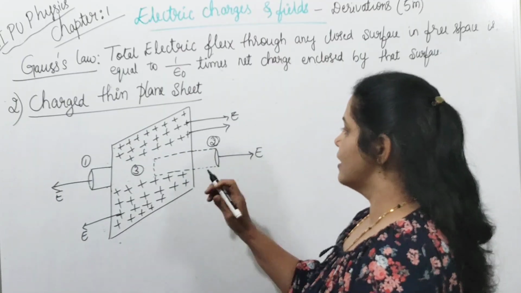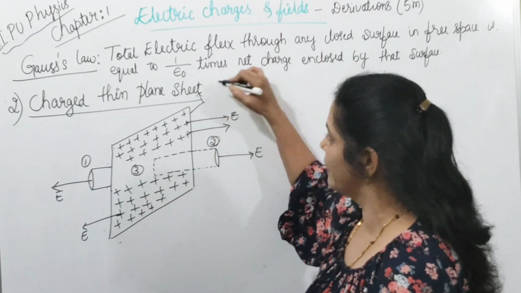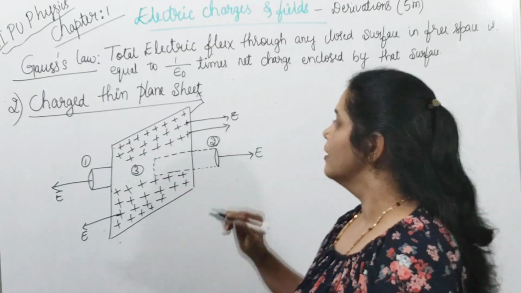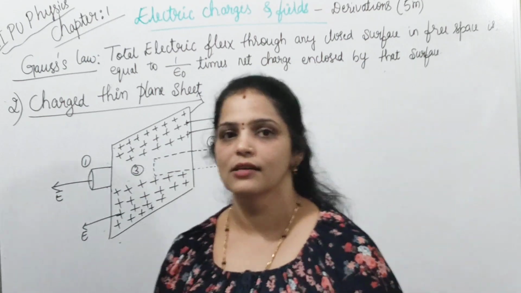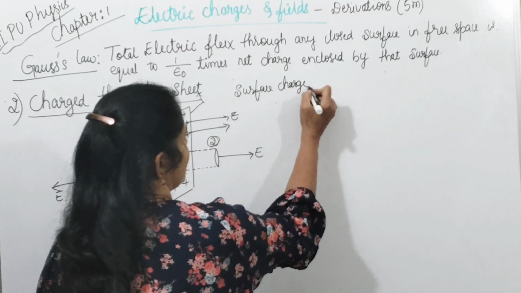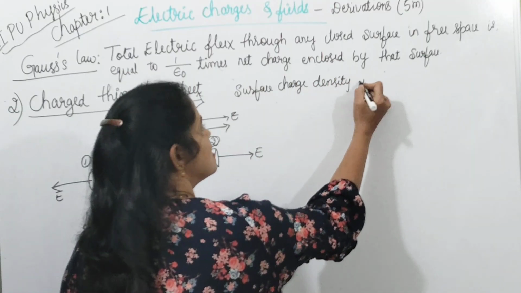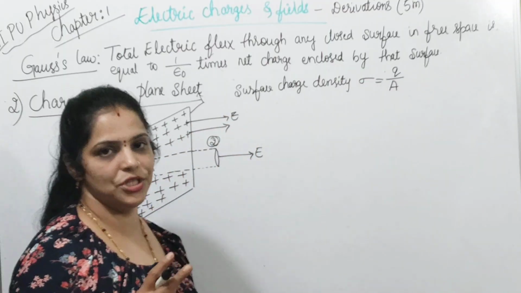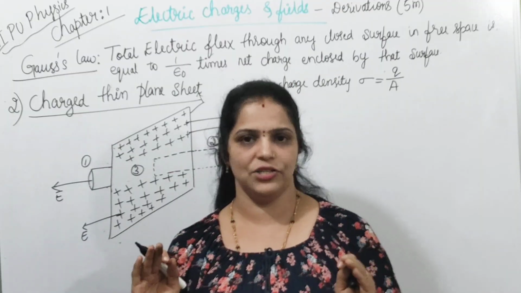First, let us consider this plane sheet. A plane sheet means it is a two-dimensional picture. Here, surface charge density comes into the picture. Two dimensions means the term surface charge density, and we need to define it here. So what is surface charge density? Sigma is charge per unit area. Two dimensions has area, while one dimension has only length.